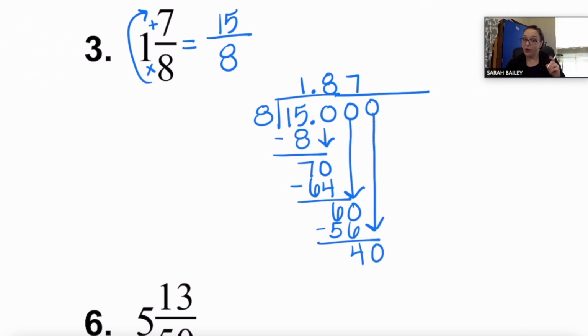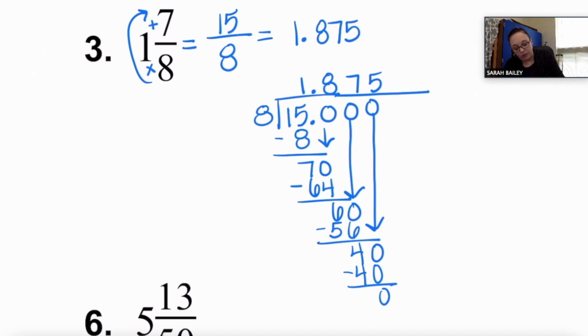8 will go into 40 5 times. 5 times 8 is 40 with none left over. So 1 7/8 is equivalent to the decimal 1.875.